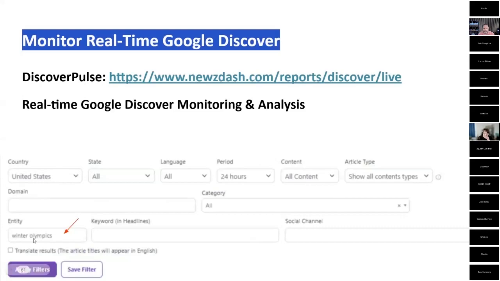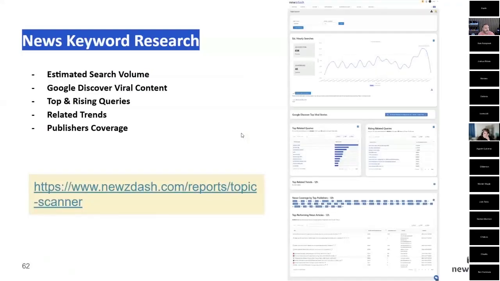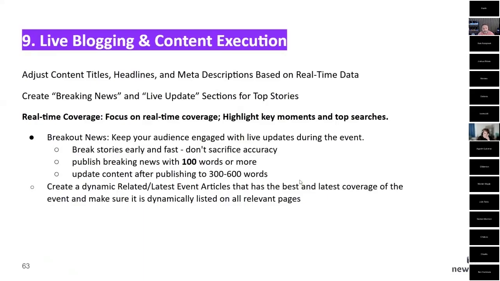Here, for example, I'm tracking in the tool everything around this entity, Winter Olympics. And then I can see all the new updates minute by minute. I'm going to skip this. Live blogging. Let's get into that.